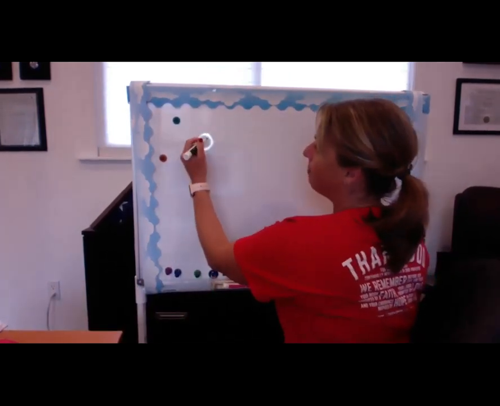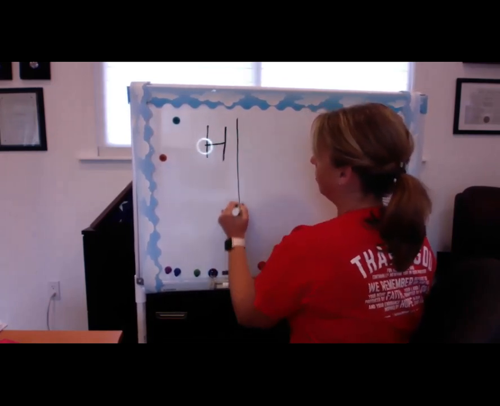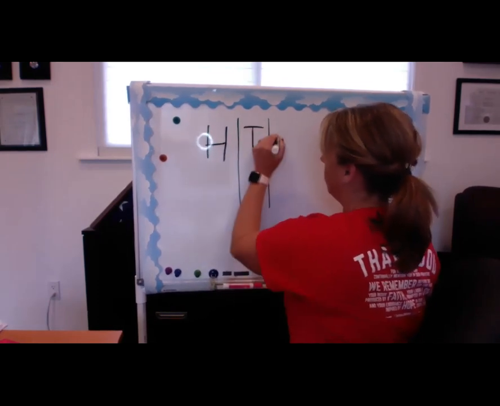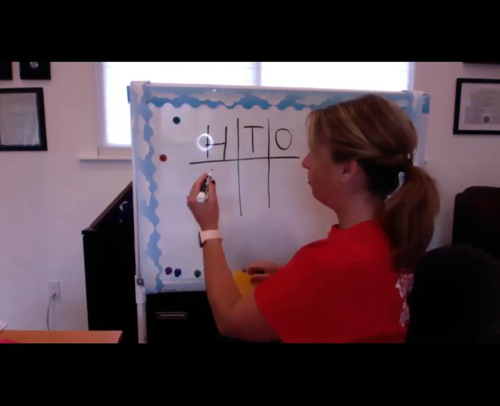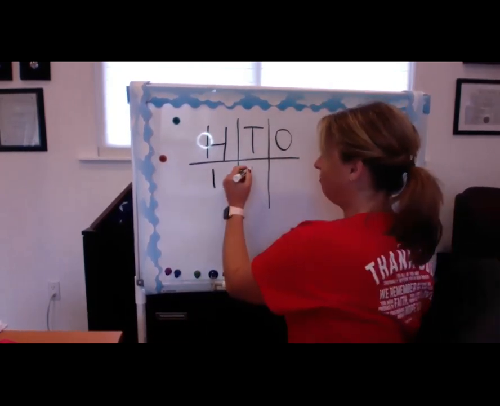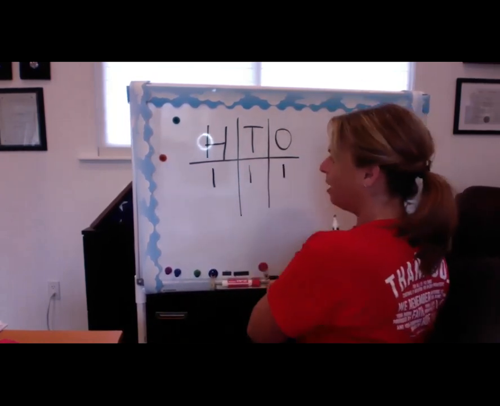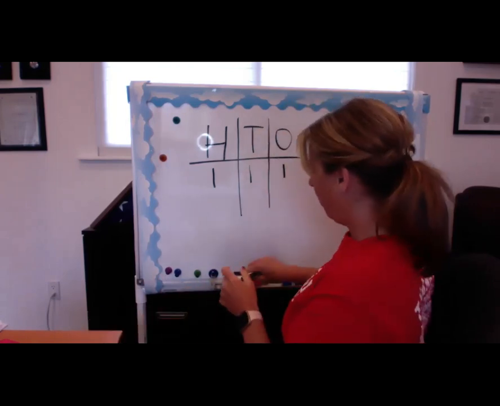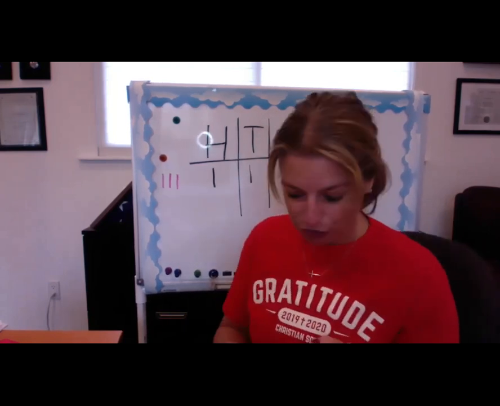Let me go ahead and make my columns. Hundreds, tens, and ones, okay? So how many hundreds do I have? That's 100, 10, and 1. So what number is that? That number is 111, right? 111.